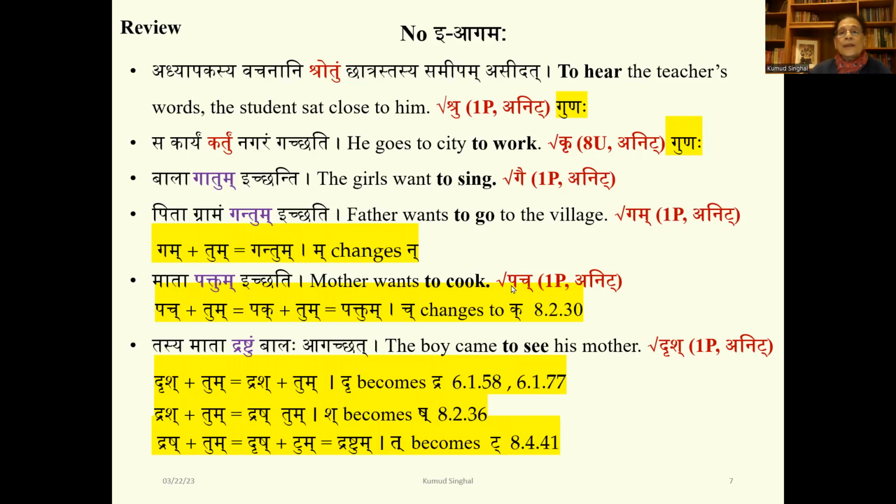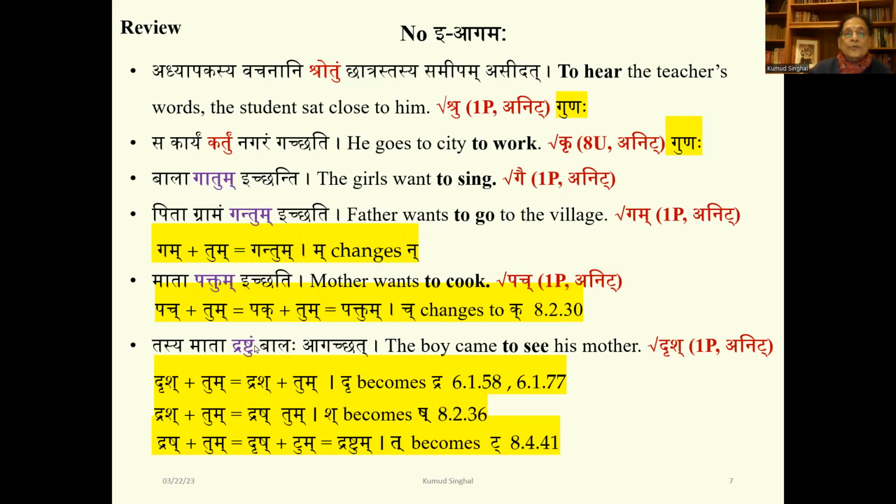Similarly here, the dhatu is pach. So mother wants to cook. Mata paktum icchati. And here there is a sandhi happening. Pach plus tum, there is a sandhi rule. This cha becomes a ka. That's why you have the form paktum.